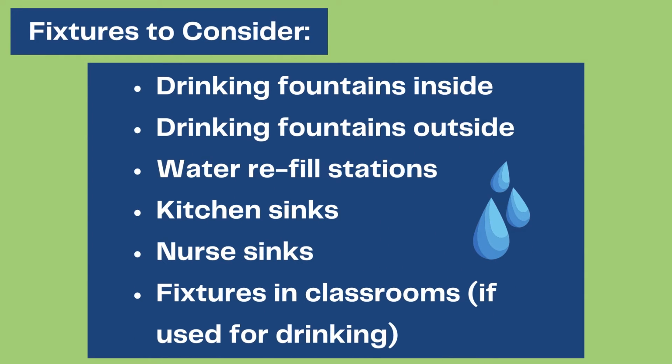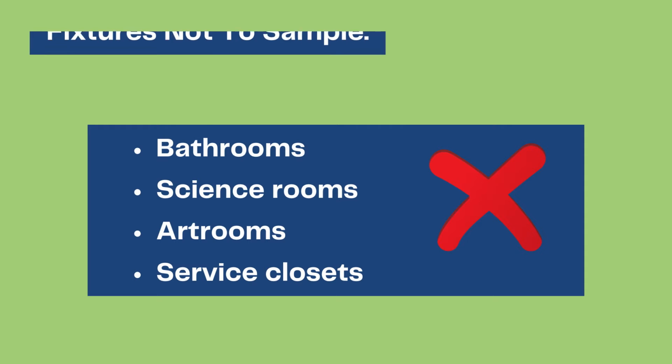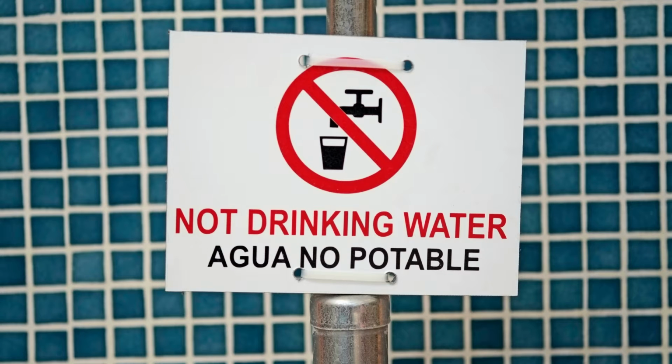Fixtures to consider for sampling include drinking fountains inside, drinking fountains outside, water refill stations, kitchen sinks, nurse sinks, and fixtures in classrooms if used for drinking. Fixtures not to sample include sinks located in bathrooms, science rooms, art rooms, and service closets. These types of fixtures are meant for hand washing or utility purposes rather than drinking, so do not need to be sampled. A permanent sign like this should be placed at these locations to prevent drinking.